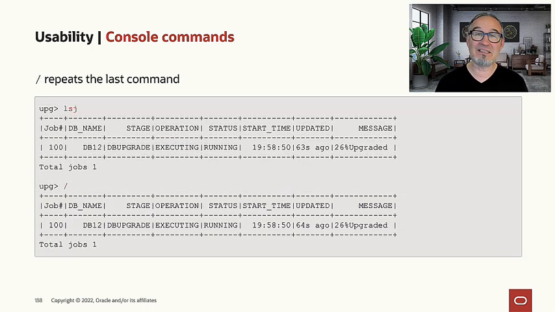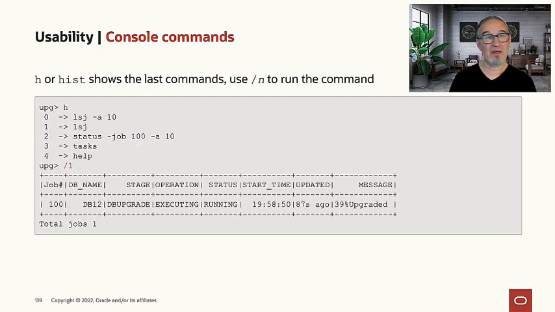Then, just with a slash, you can repeat the last command. You may notice from the bash, same thing, slash repeats the command, does exactly the same. And H or hist gives you history. Numbered history, so /1 in this example just executes the command stored here under 1, or /4 would execute a help again. Very simple.